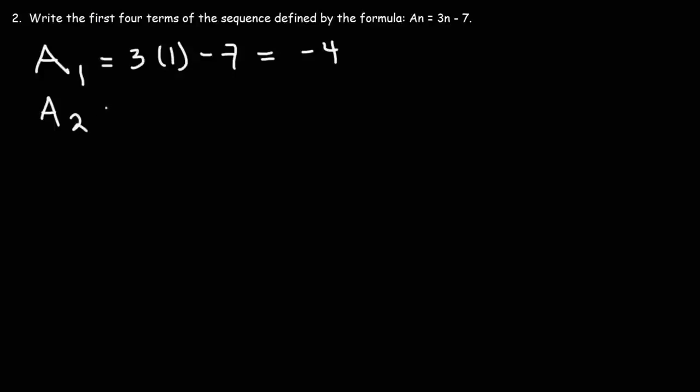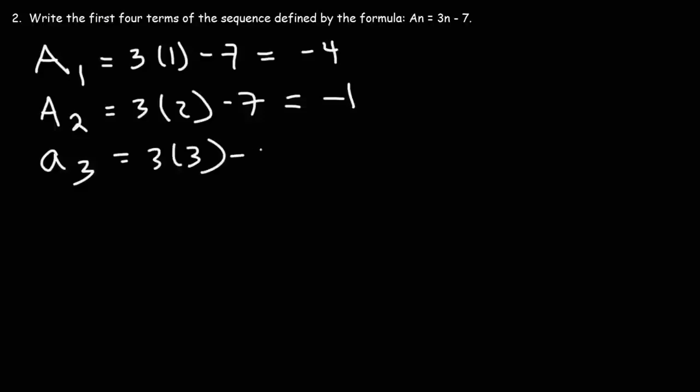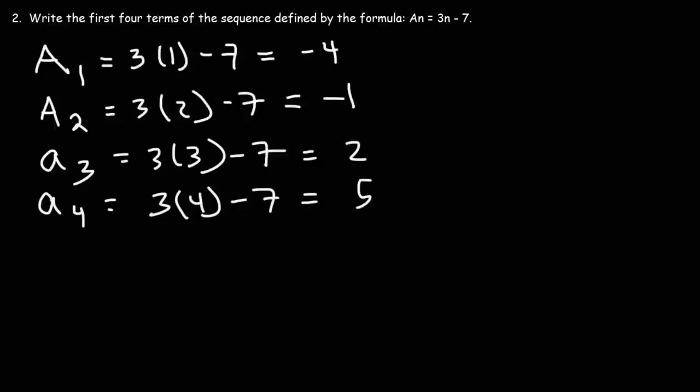We're going to find the second term, a sub 2. So it's 3 times 2 minus 7, which is negative 1. Next, we'll find a sub 3. 3 times 3 is 9 minus 7, that's 2. And then the fourth term, a sub 4, that's going to be 12 minus 7, which is 5. So we have a first term of negative 4, then it's negative 1, 2, 5.